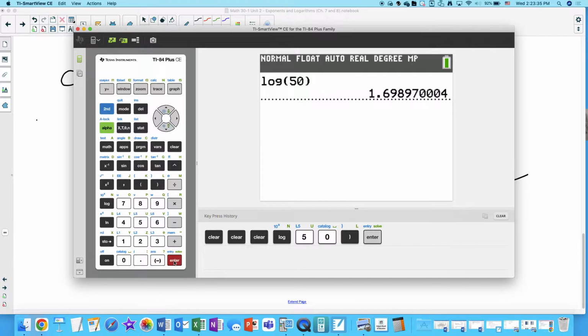So these values in your calculator are there because your calculator has a memory and it can hold information. Like, for example, trig ratios. Those are also stored in the memory of your calculator. Logarithms are stored in the memory of your calculator, okay?